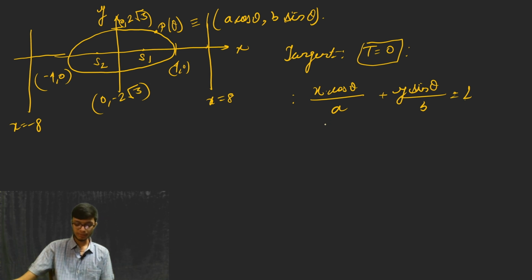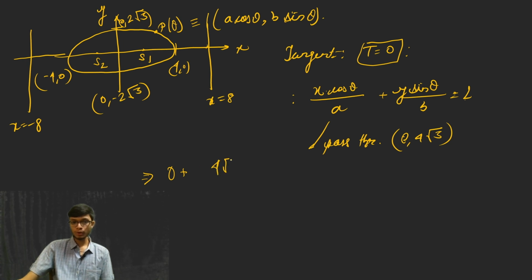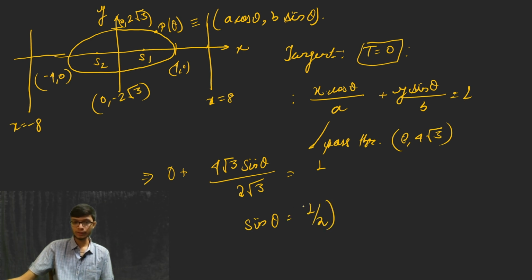Now it is saying that this particular tangent passes through the point 0 comma 4 root 3. So if I put 0 comma 4 root 3 in place of x and y, I get the relation: x is 0, so this will be 0 plus 4 root 3 sin theta divided by the value of b, which is 2 root 3, is equal to 1. So from here I'll get sin theta is equal to half. If sin theta is half, that means theta, in the first quadrant, is equal to 30 degrees.